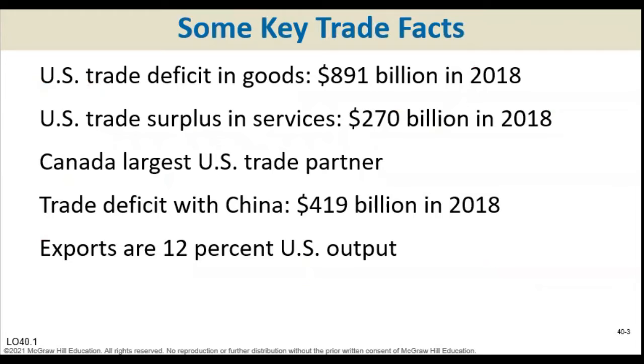So some key facts about international trade. You will see that the US trade deficit in goods is 891 billion in 2018. We say deficit in goods, but we do have a trade surplus in services. And Canada is our largest trade partner, and we also have Mexico.